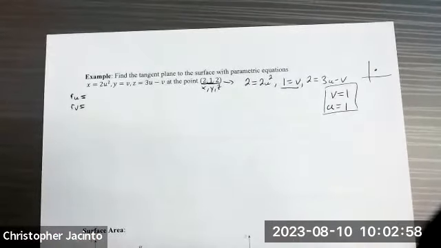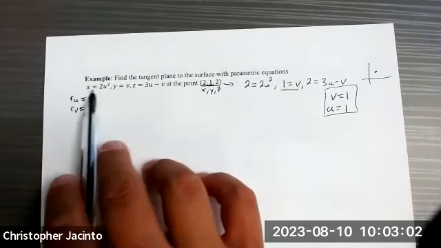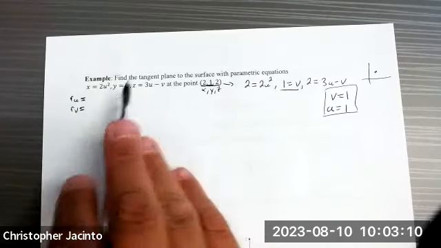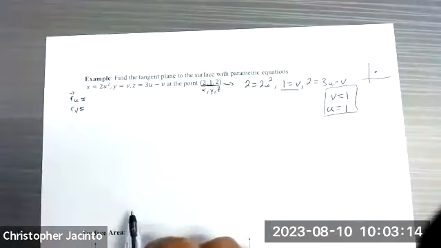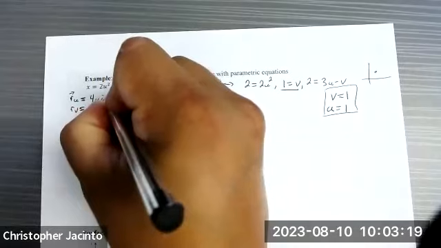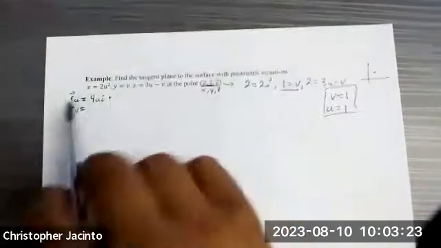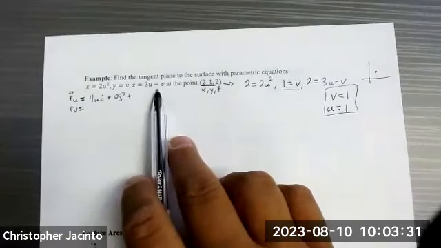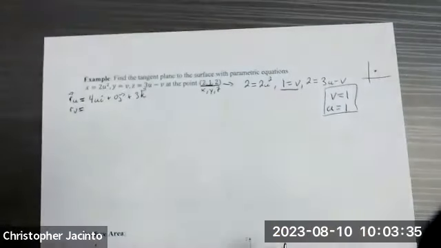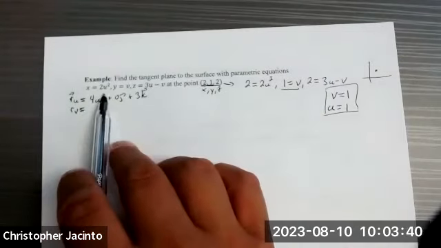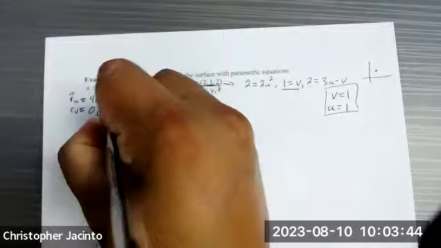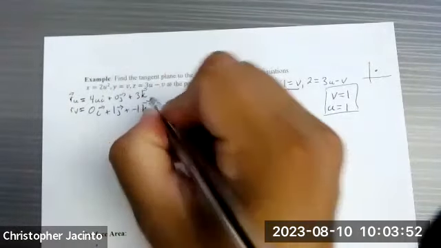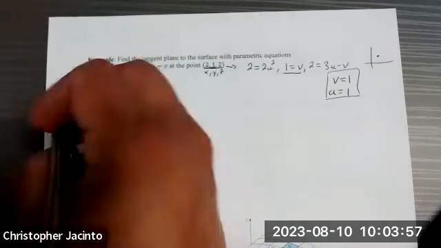Okay, so r_u. Remember, that means we're going to find the derivative of our vector with respect to each variable respectively. So the derivative with respect to u, and then v. Okay, so r_u is the derivative with respect to u, so for x that's just going to be 4u i, plus the derivative of y with respect to u, which is going to be 0, so 0j, plus the derivative of z with respect to u, which is just going to be 3k. Okay. And now we do the same thing for v. The derivative of x with respect to v is going to be 0. The derivative of y with respect to v is going to be 1. And the derivative of z with respect to v is going to be -1. And now we're going to find the cross product.